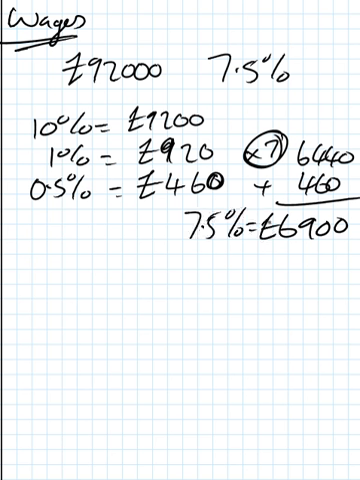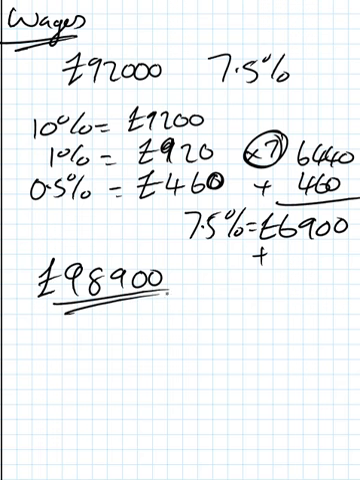So what will happen with wages? Then wages will be added on to the original 92,000. So the wages now are going to be £98,900. So there's the first bit. Then the rent will be 9/7 of the rent last year.